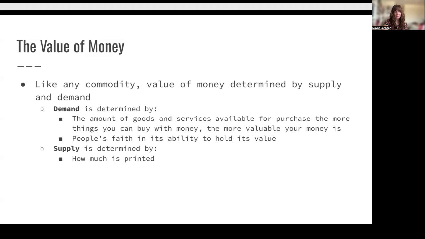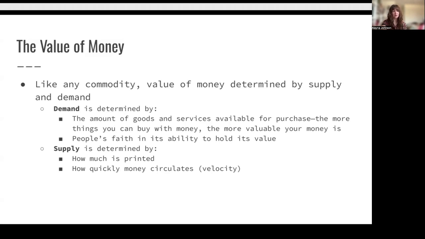But the supply of paper money is determined by how much the government decides to print. For us in the US, that would be the Federal Reserve who's making that decision. It's also impacted by how fast the money circulates in the economy, which is called the velocity of money. The government can impact velocity of money in some ways, which we'll talk more about later, but this part is mostly out of the government's control, unlike printing.